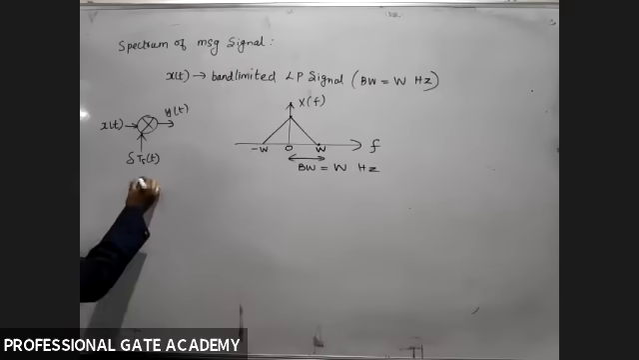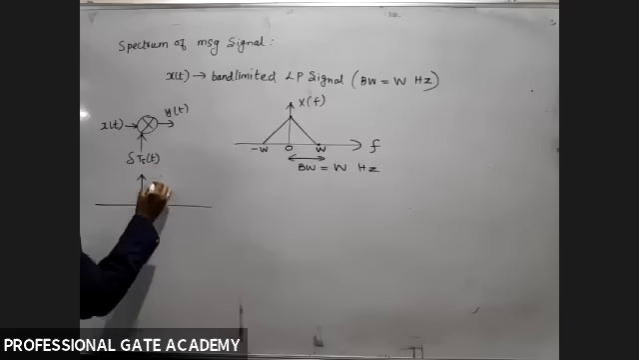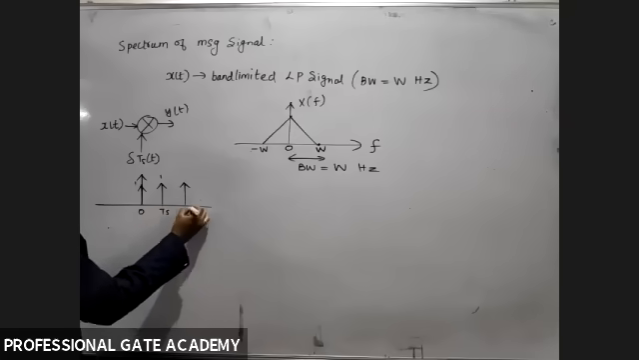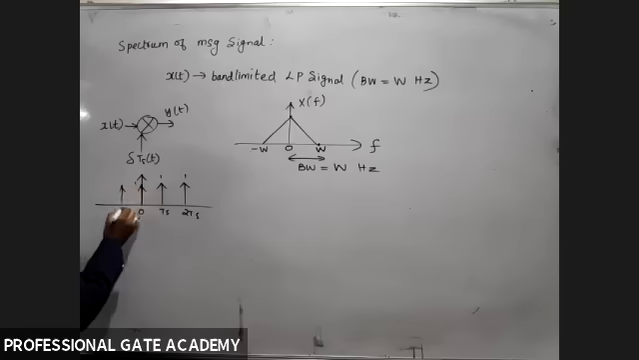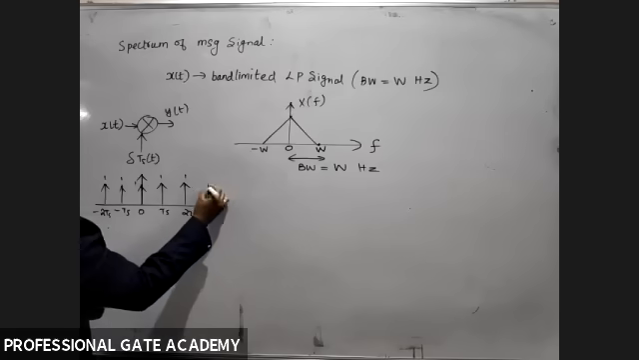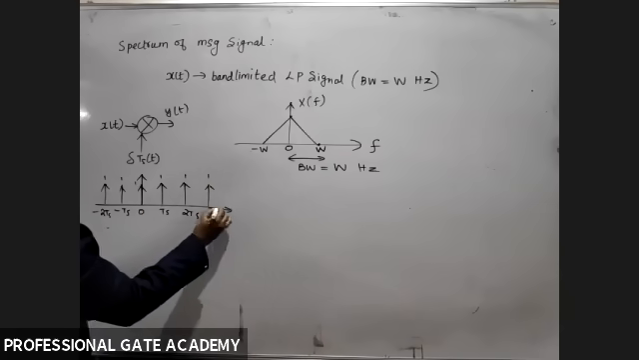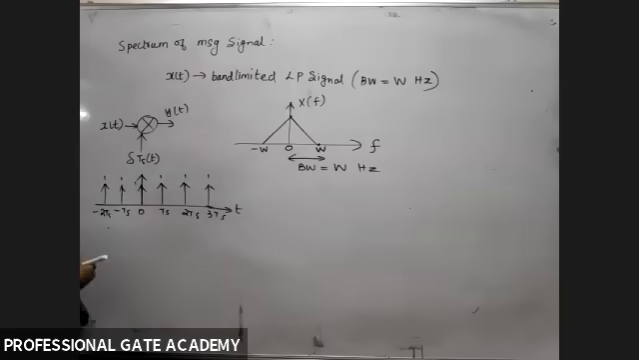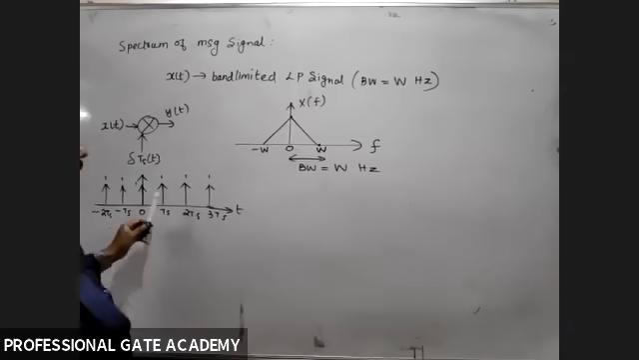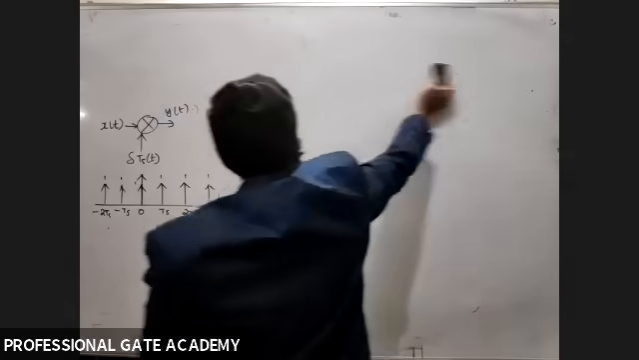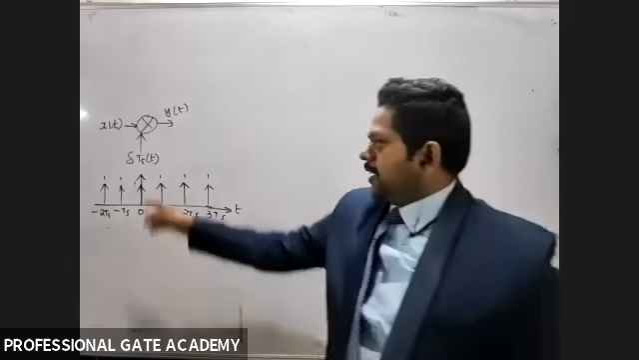Now, at 0 there is 1 impulse. At Ts 1 impulse, at 2 Ts 1 impulse, at minus Ts 1 impulse, at minus 2 Ts 1 impulse, at 3 Ts 1 impulse, like that. This is t, and this is the train of impulses.